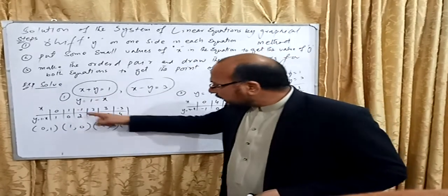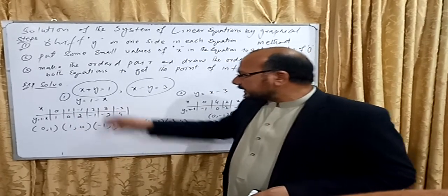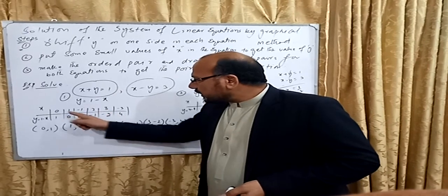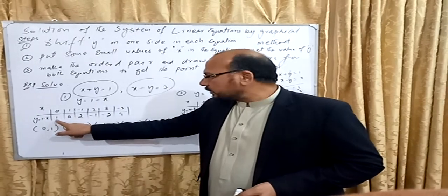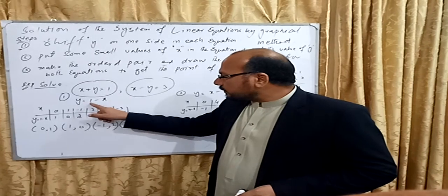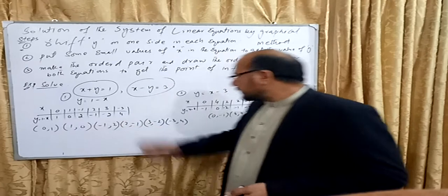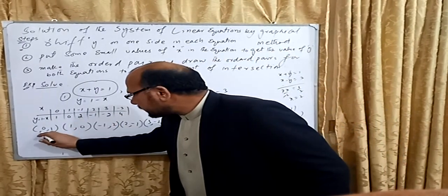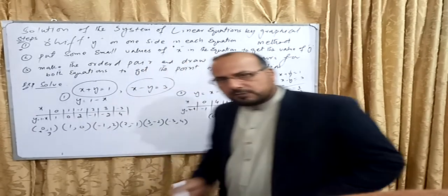Then you will put some values of x, like I did: 0, 1, minus 1, 2, 3, minus 3 in this equation. So you will get some values of y. If we put x as 0, then 1 minus 0 is 1, so you get y as 1. If we put 1 instead of x, you will have y as 1 minus 1, which becomes 0. By this procedure you will get some pairs. These are called ordered pairs. The first value represents x, the second value represents y.